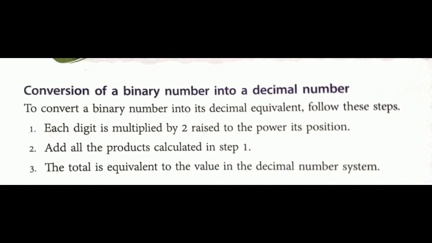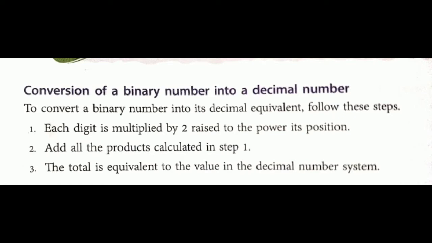Step number 1 is each digit is multiplied by 2 raised to the power of its position. Each digit inside the binary number should be multiplied with 2 raised to the power of that particular position. Step number 2 is add all the products calculated in step 1. Step number 3, the total is equivalent to the value in the decimal number system.